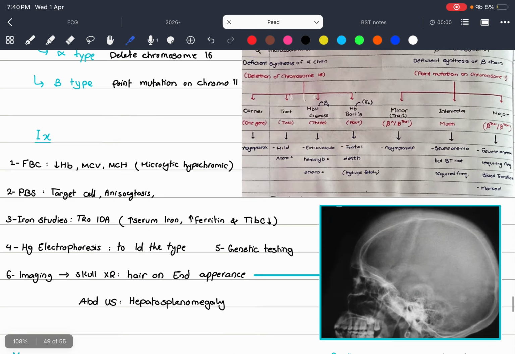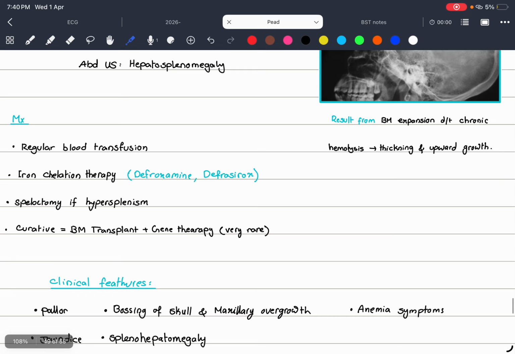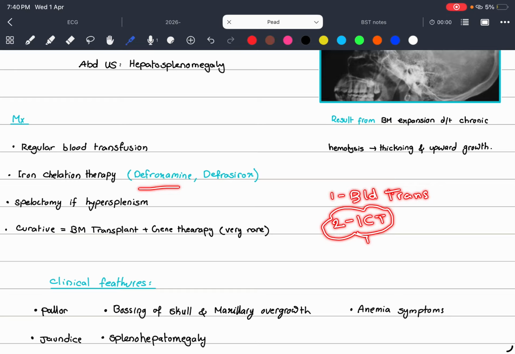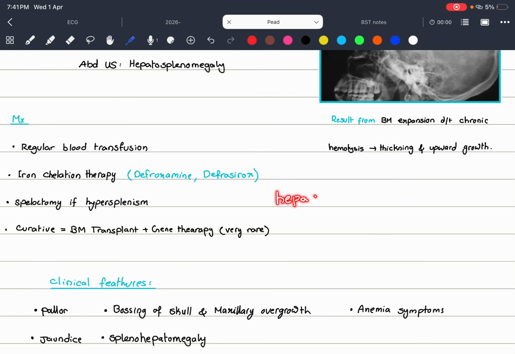And then how do you manage the patient? For management, you have two main things: blood transfusion, if of course he's not just a carrier or he shows very severe symptoms. And secondly is iron chelation therapy. For iron chelation therapy, we have two main drugs, deferoxamine and deferasirox. These are the main chelation therapy. And if he has severe hepatosplenomegaly even after treatment, you can do splenectomy.